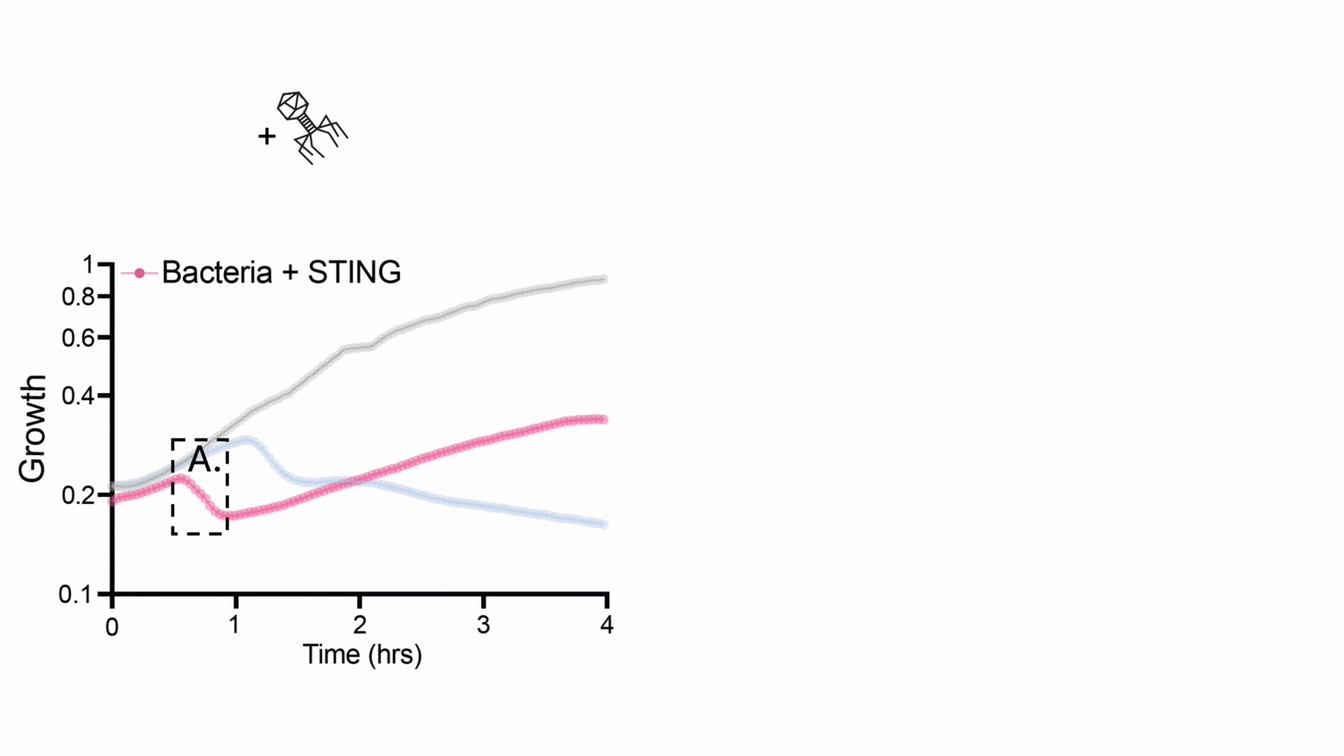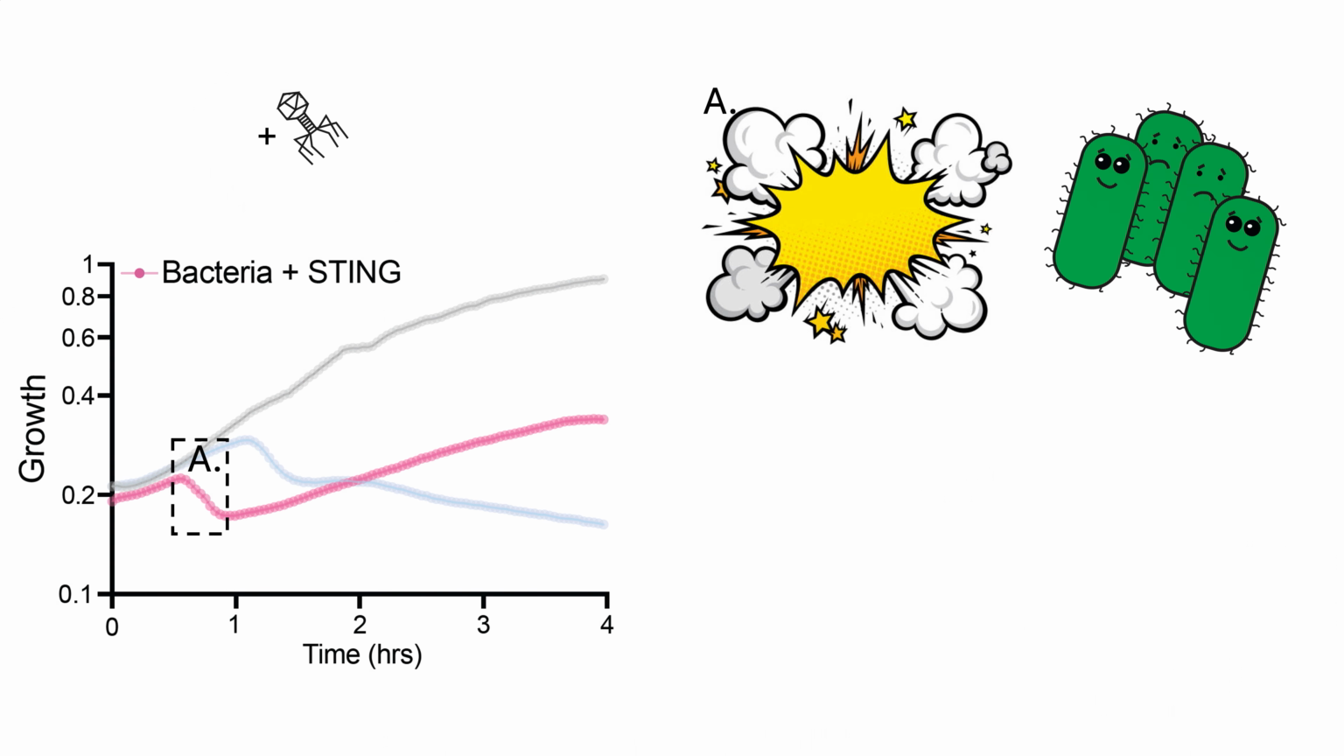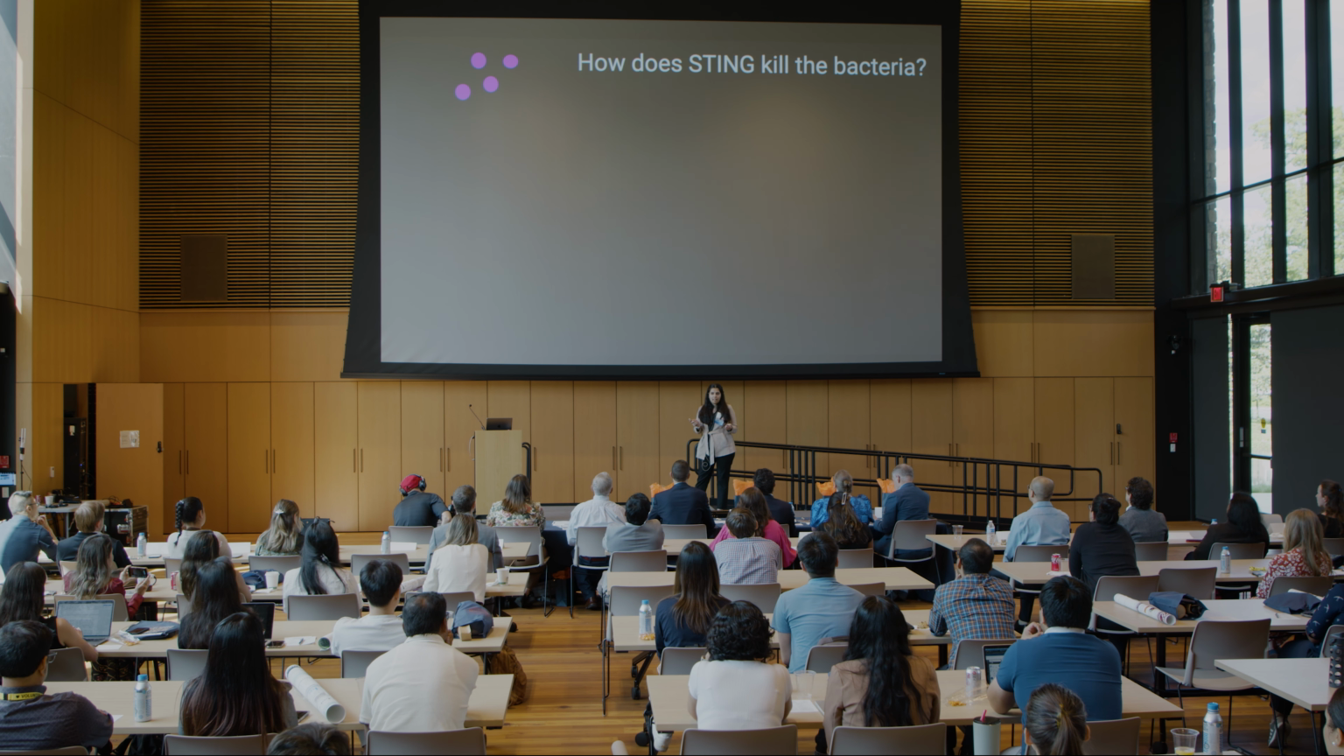However, if bacteria has STING, you see at point A, the bacteria that are infected, they make the crucial decision to sacrifice themselves before the bacteriophage gets a chance to spread. So although they die, which is why at point A, you can see that there's a dip in the growth, the rest of the bacteria survive, and then they can grow happily in a bacteriophage-free environment. So STING kills infected bacteria.